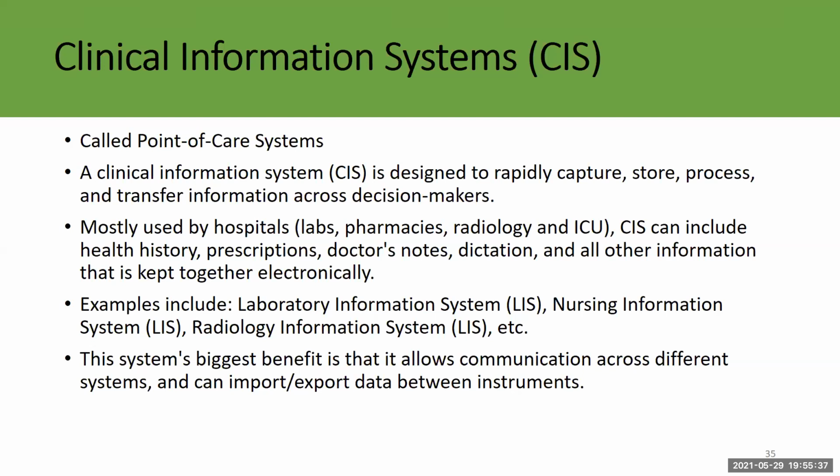For instance, a CIS or clinical information system can include health history, prescriptions, doctor notes, dictation, and all other information that is kept together electronically. As I said, we can have some sub information systems of the CIS. For instance, we can have a laboratory information system or a nursing information system or a radiology information system.